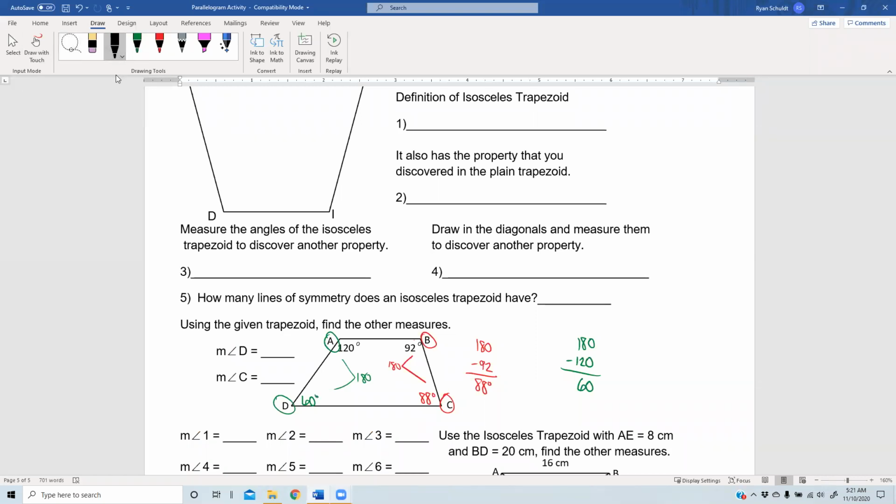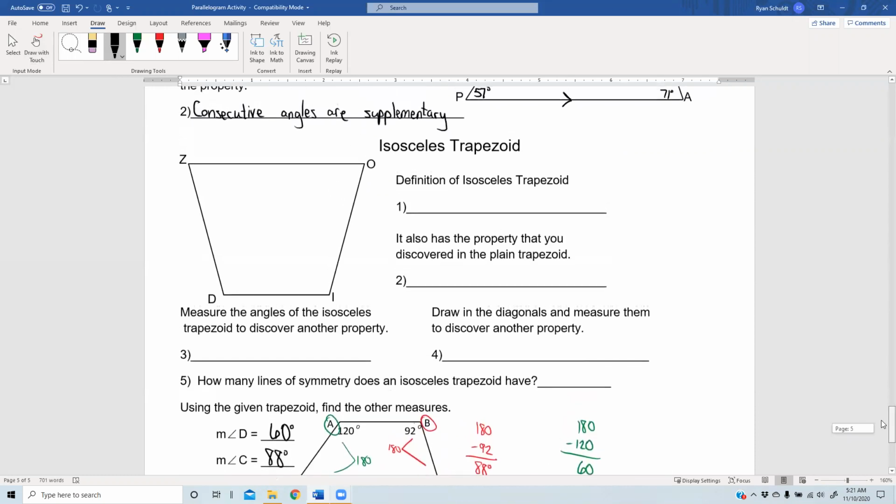Measure of angle D. Well, we said that was 60 degrees. Measure of angle C. We said that was 88 degrees. That's all you can do with a regular trapezoid. Not too thrilling, is it? But we have isosceles trapezoids. So let's look at those and see if those can be more fun.